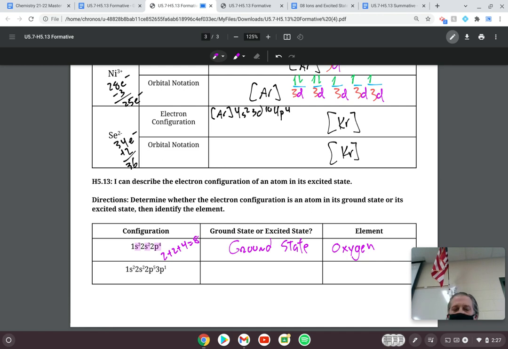Okay. Next one. The S can hold 2, and it does. The S can hold 2, and it does. The P can hold 6, and it's got 5. So far, I'm not too upset about it. But then the P here can hold 6, but it's got 1. So what it tells me is that an electron from the P5 jumped up to another energy level, and that means we are in the excited state.